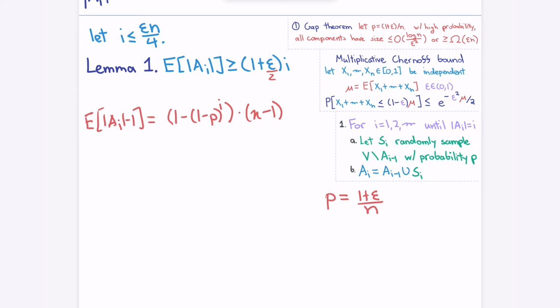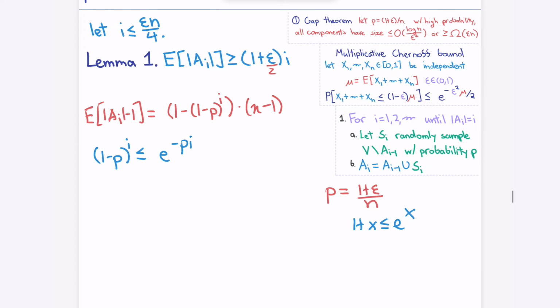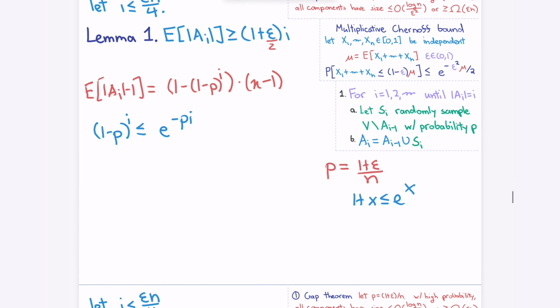Okay, well, let's see. I kind of forget how I did it, but let's just go for something. All right, (1 - p)^i is less than or equal to e^(-pi), because you always have 1 + x is less than or equal to e^x. And I should point out, p is really small for us, right? Because it's like 1 plus epsilon.